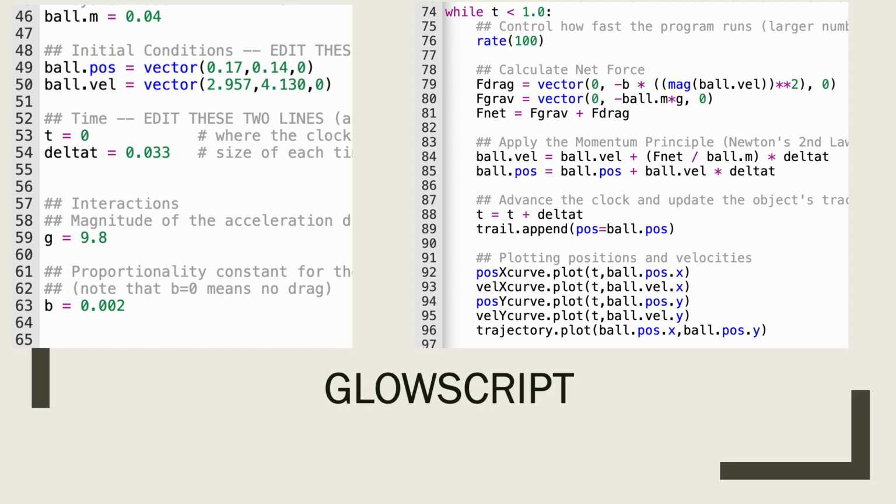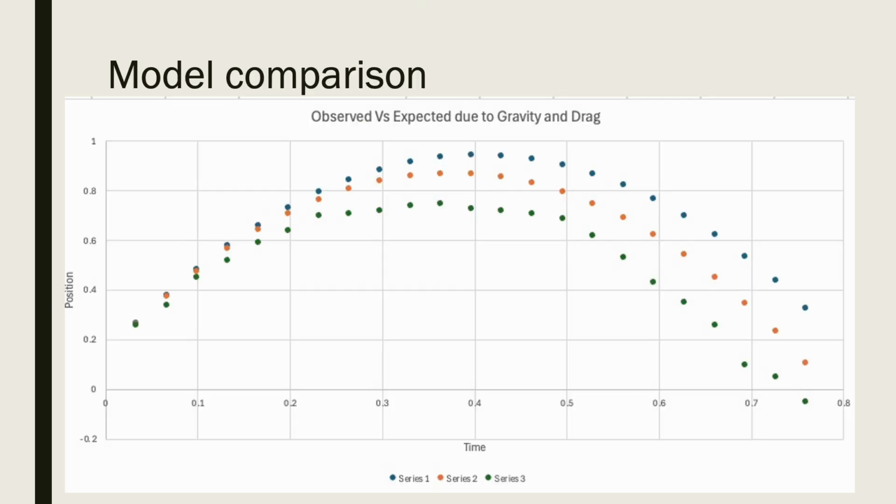Here is my GlowScript code. Important parts are the velocity and position update formulas in lines 49 and 50, and the initial conditions of mass in line 46 and delta t in line 54. The formulas for drag and gravity in lines 79 and 80 were also important to finding the net force and using that to update the velocity and position in lines 84 and 85.